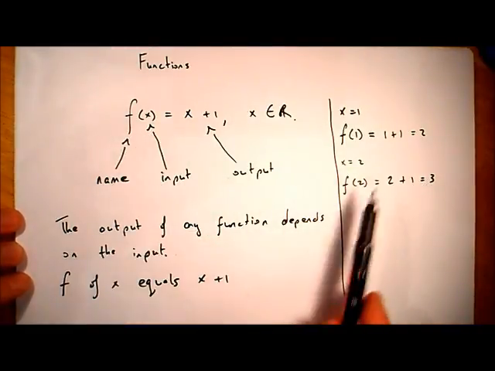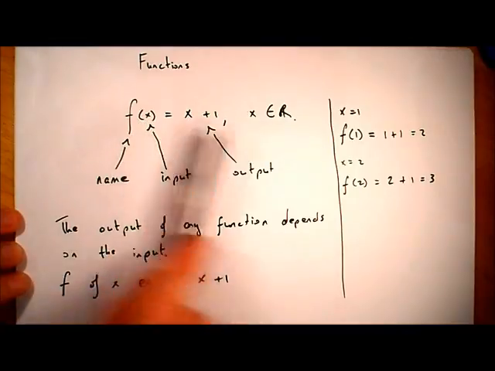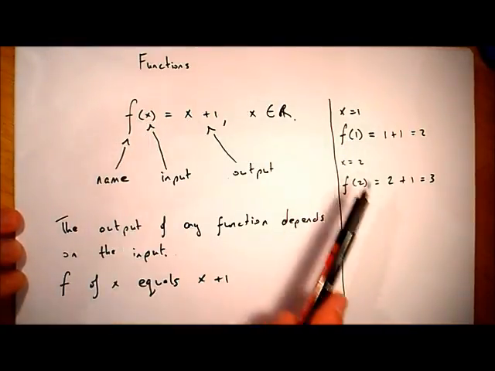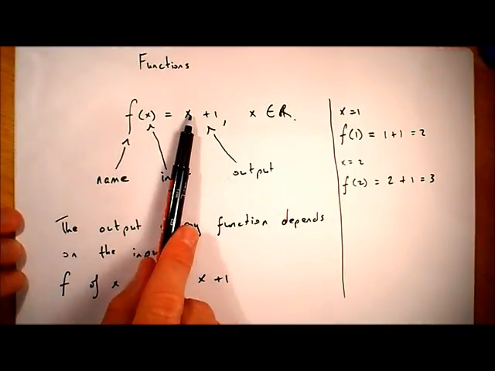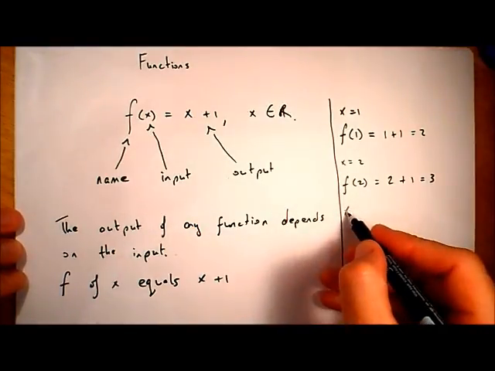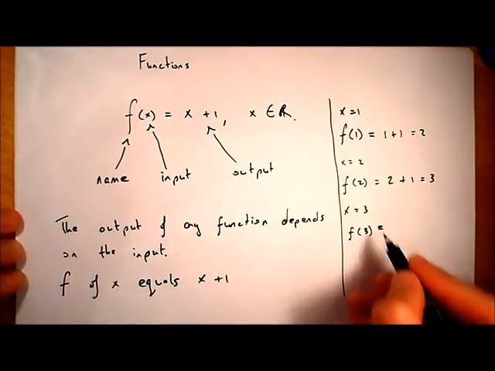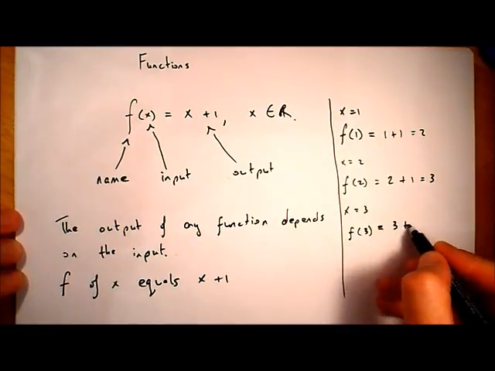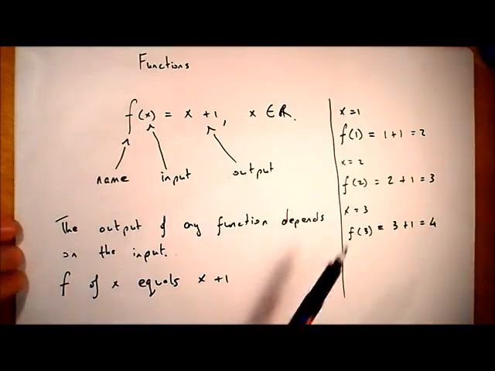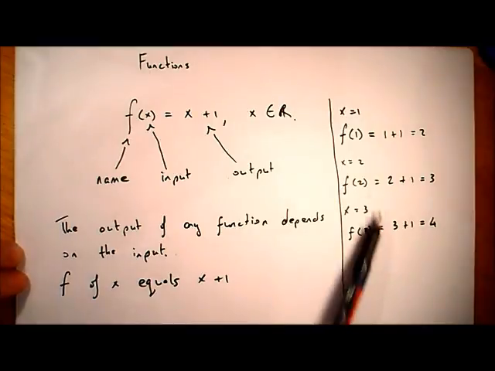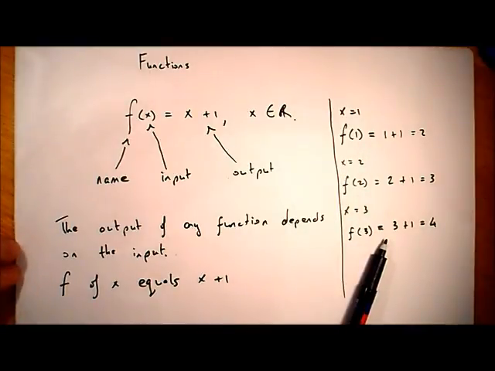All I'm doing is, whatever the input is, whatever I put here, so when I work out f of 1, I replace the x with 1. When I work out f of 2, I replace the x with 2. And again, if the input is 3, I'll replace the x part with 3. So f of 3 will be 3 plus 1, which is 4. So you can see every time the output of the function, 2, 3, and 4, will depend on whatever the input to the function is. And that's all a function is.